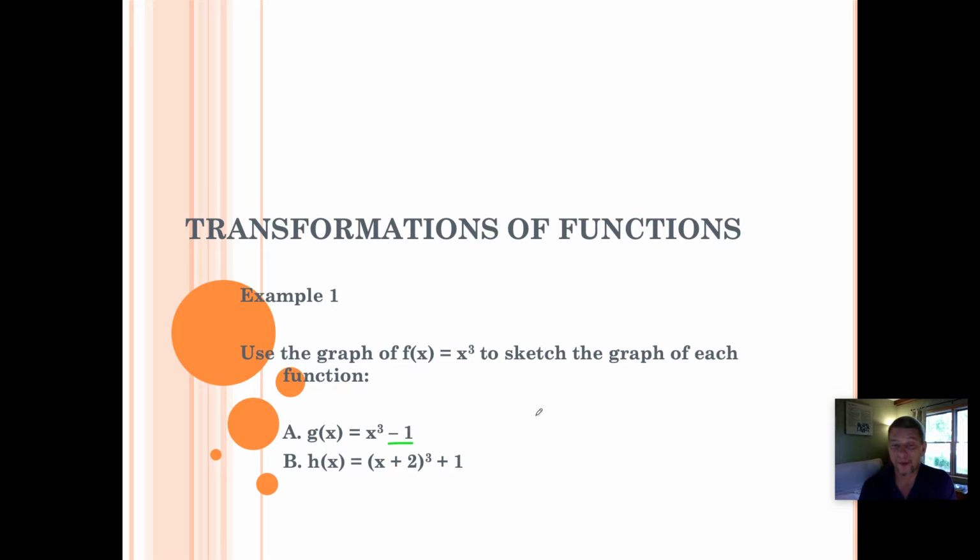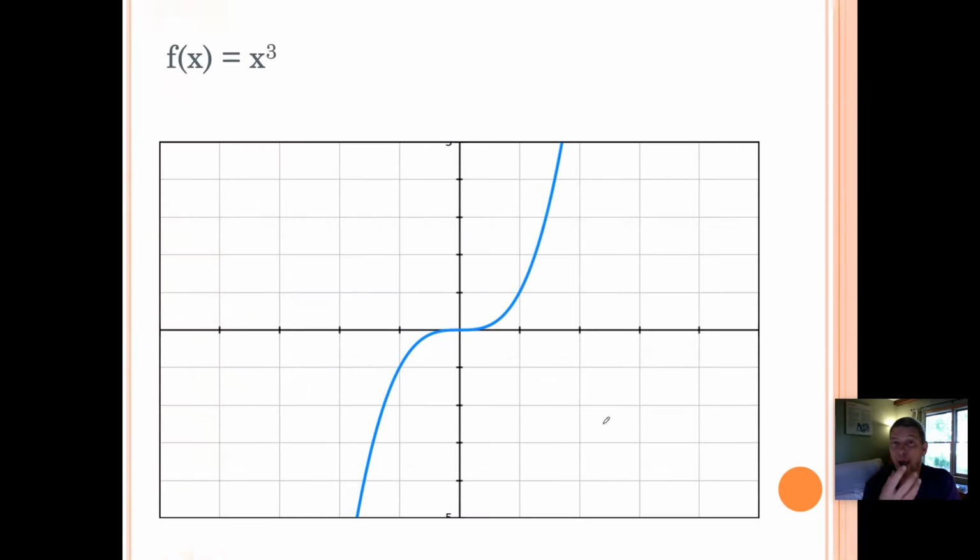If you said f of x, you are correct, right? This is really f of x minus 1. So what kind of translation is that going to be? Vertical, all right, because we're changing the value of the y, and we're going to make it go downward, because it's negative, by 1 spot, okay?